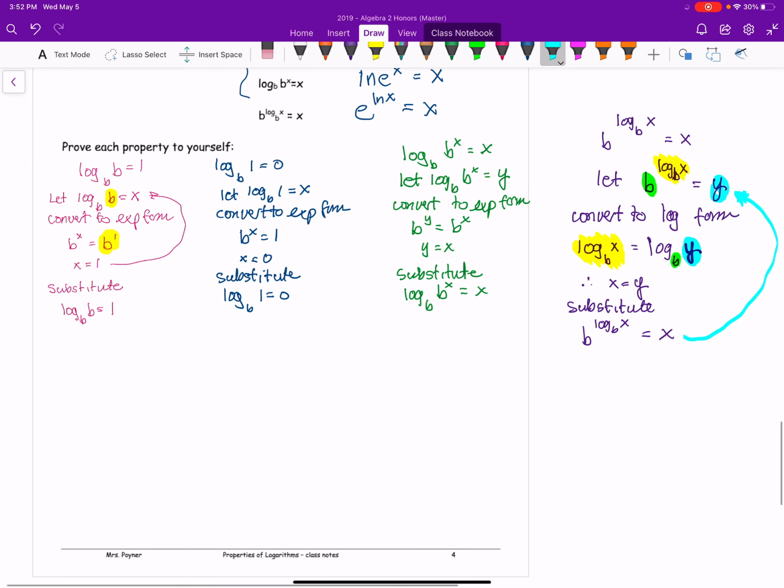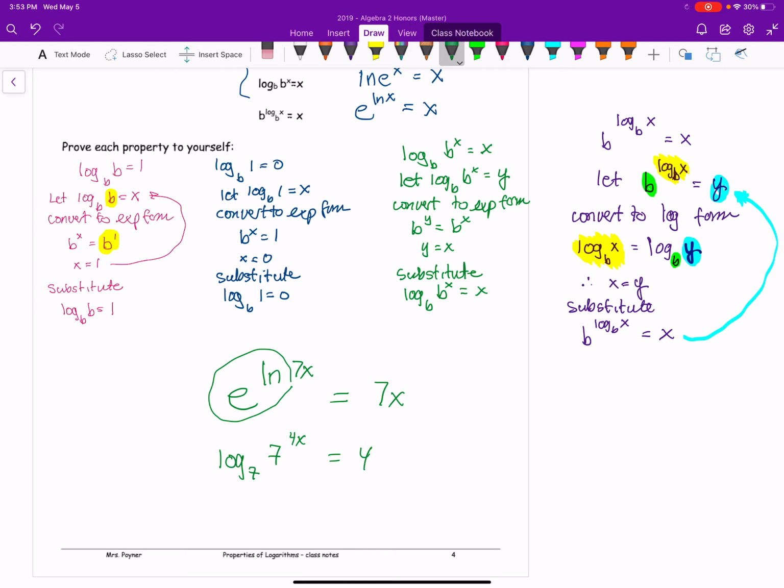Those are all the properties, or some of the properties, there are a couple others that we will be doing. But if I had something like e to the natural log of 7x, based on that, I know they don't technically cancel each other out, but you can think of them as undoing each other. This is just going to be 7x. Or if I had, for example, log base 7 of 7 to the 4x, same idea here. It's just going to be 4x.